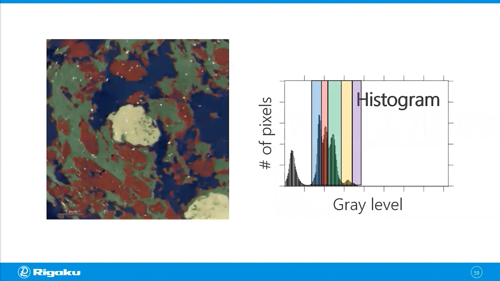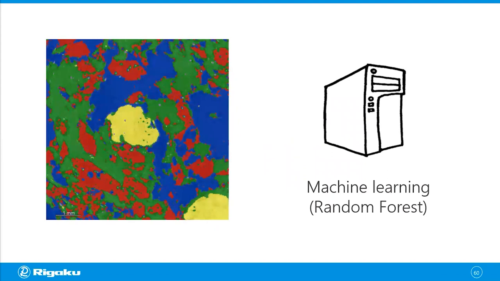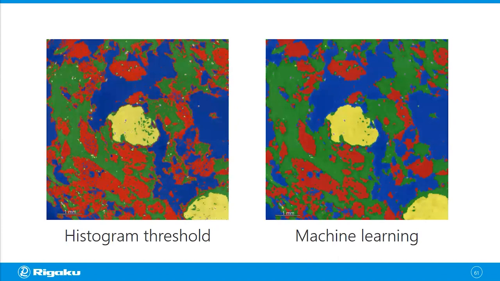But what if we use machine learning, random forest, for example, to tackle the same task? Then you're going to get a result that looks like this. So this is a lot cleaner segmentation. Let's compare them side by side. When you do the histogram threshold-based segmentation, you get a decent result, but you see a lot of noise-like speckles.